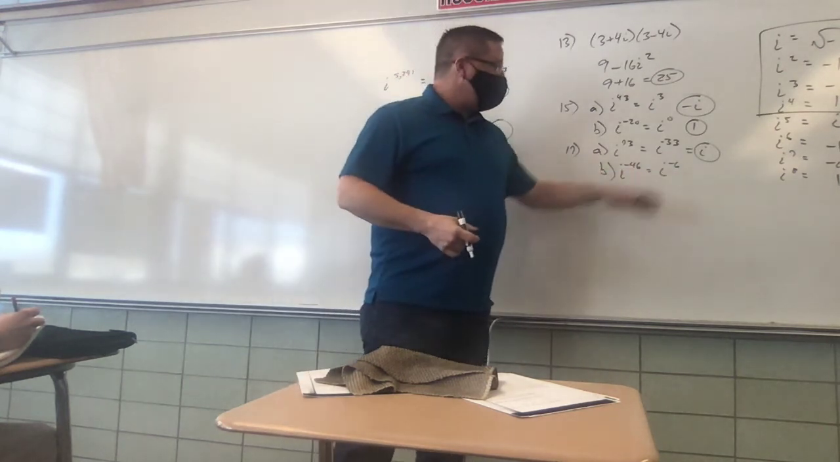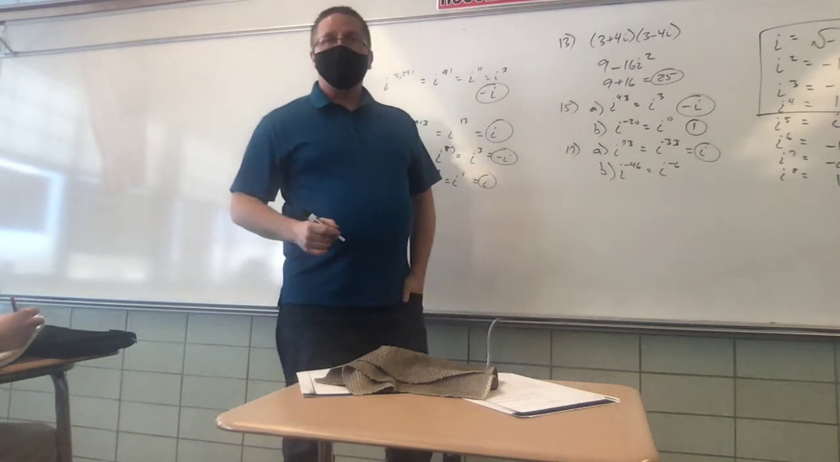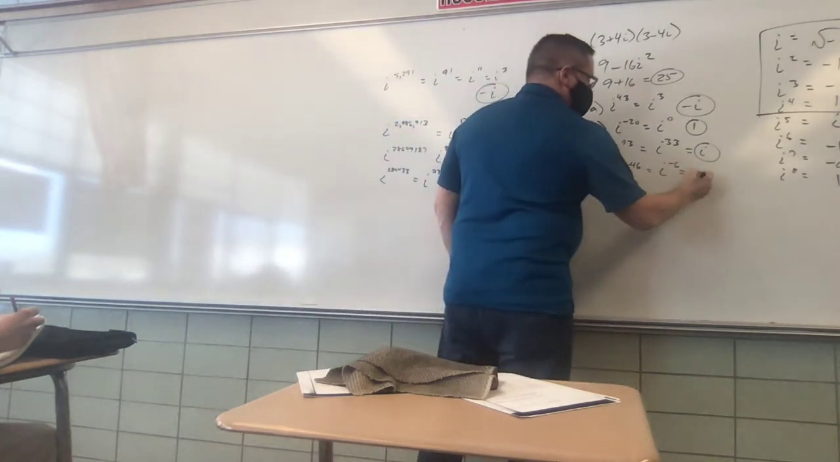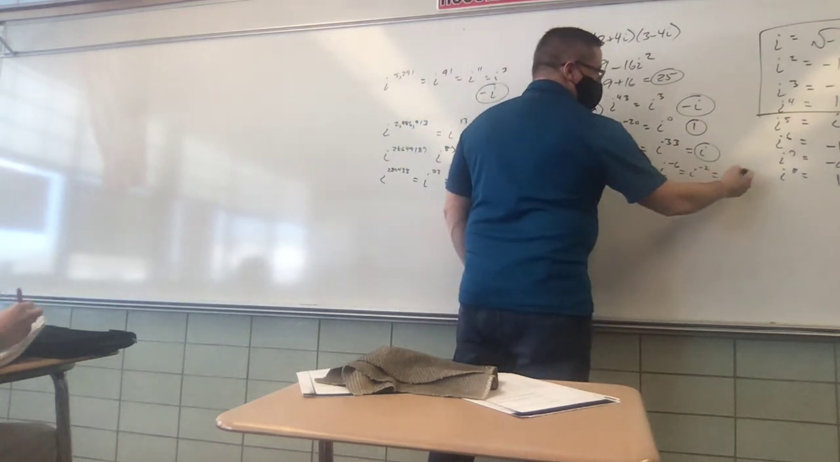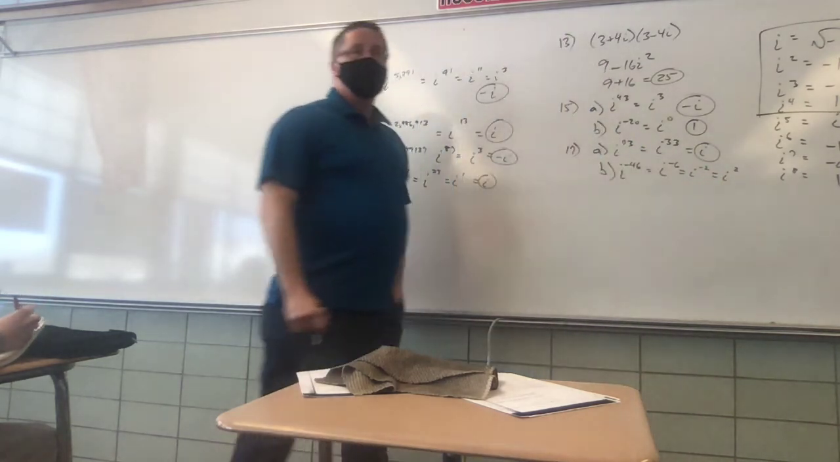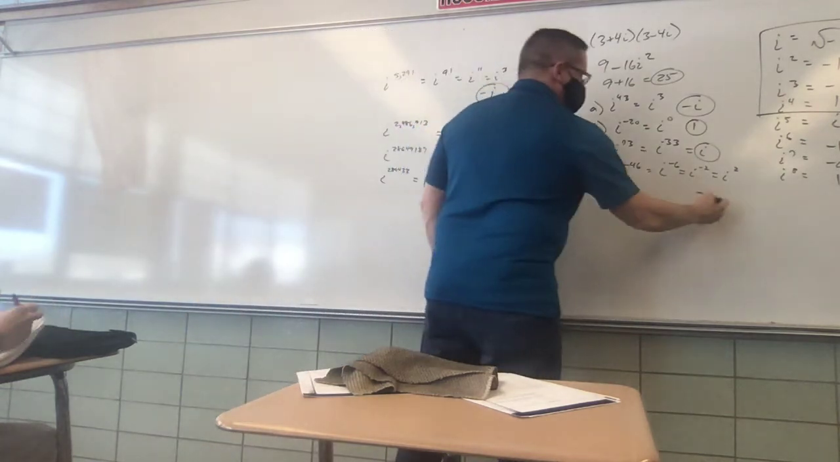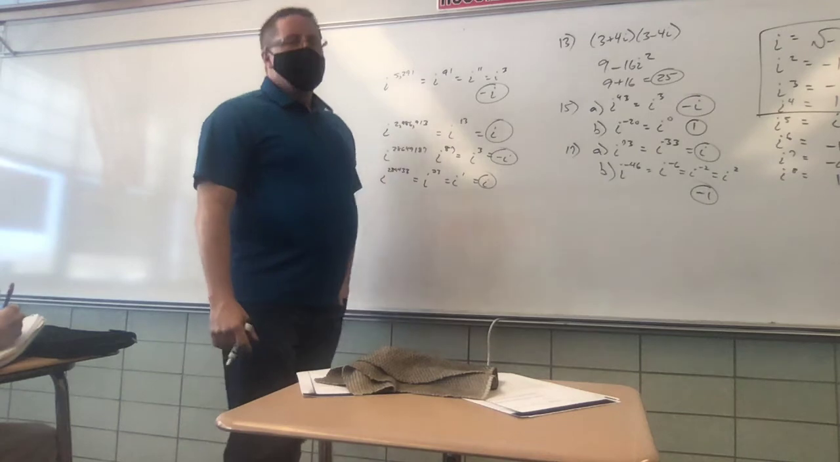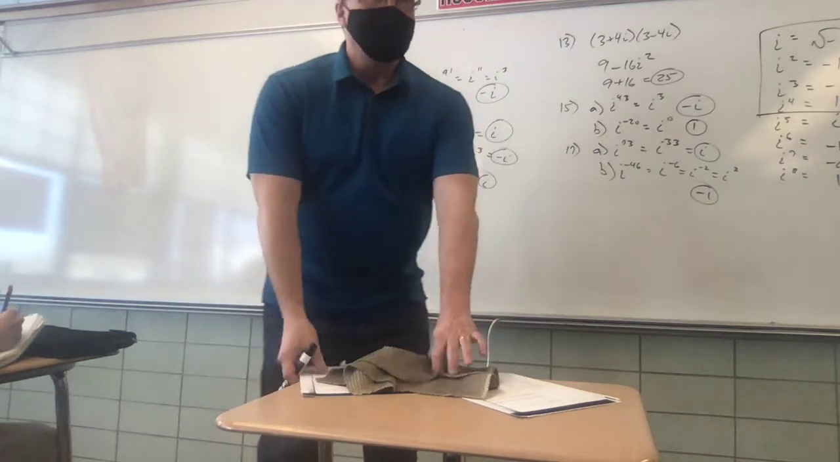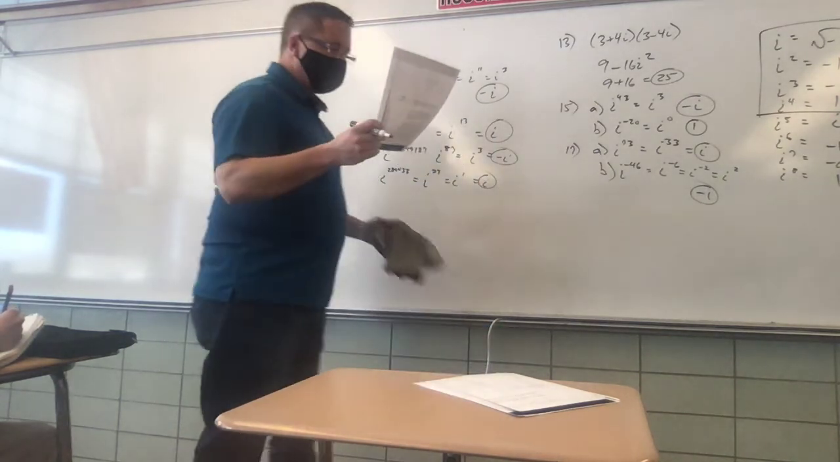So, just keep on adding 4. Add 4 to negative 6, where are we? Negative 2. I want a positive, so add 4 onto that. i to the 2, and what's i squared? Negative 1. We'll make sure by the time the test rolls around that you guys will have that down really, really well. Okay, we gotta keep going here.